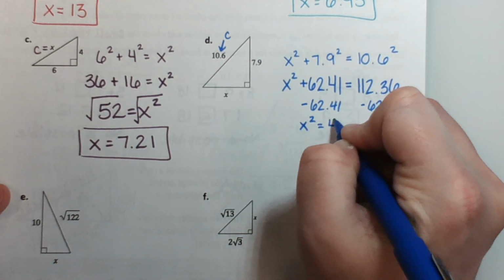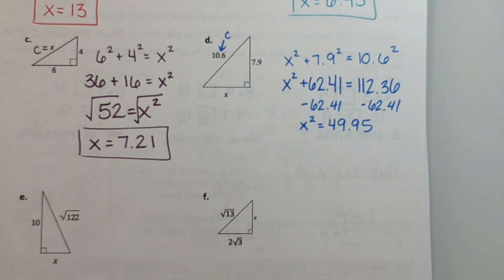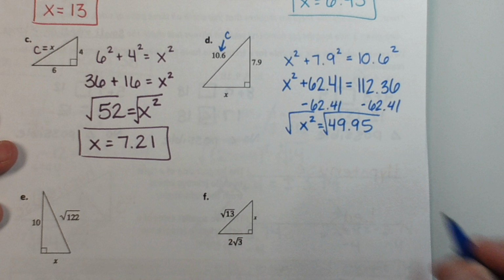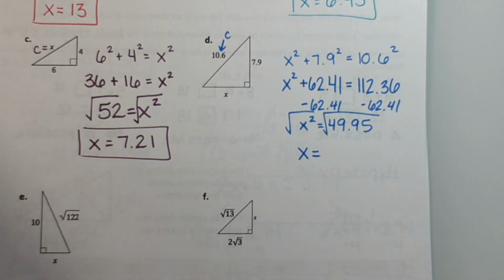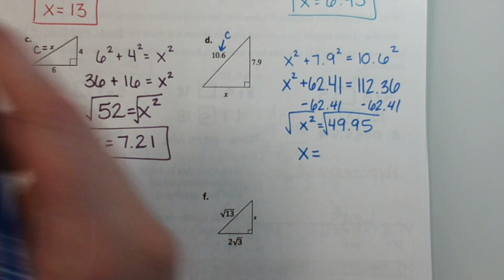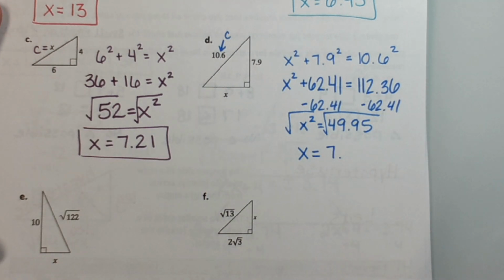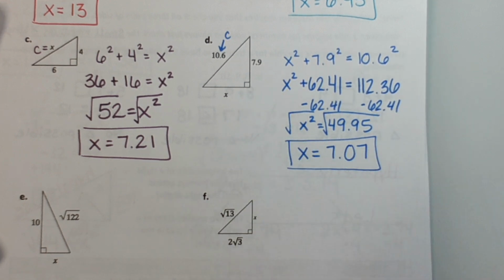X squared is 49.95. Cam, how do I finish it off? Square root. That thingamajob. What do we get, Cam? 7 point. Ooh, we're rounding to 2 decimal places. 0.07, but yeah. Okay.